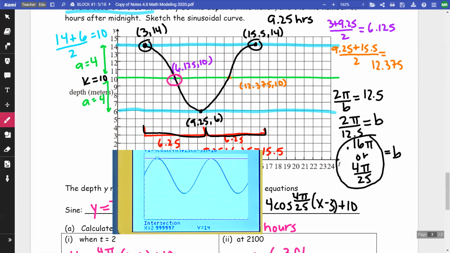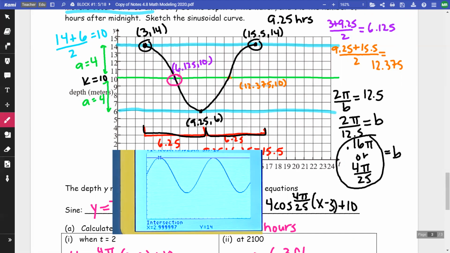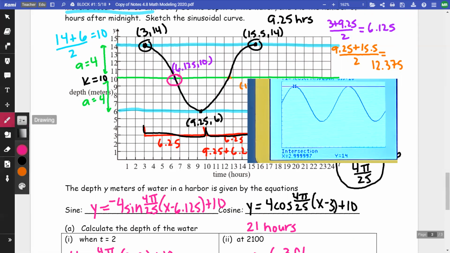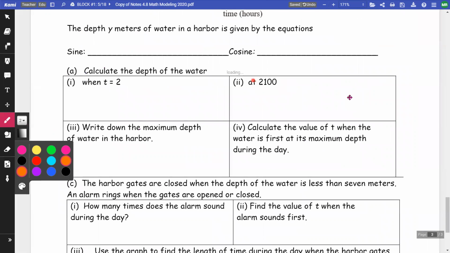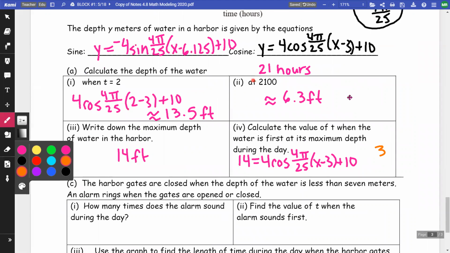It's thinking. And so it's giving me 2.99997. That is 3. Okay, and we can see that from our graph that it was 3 right here. So that ends up being at 3 a.m. That's the first time.